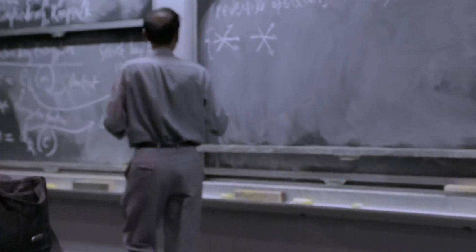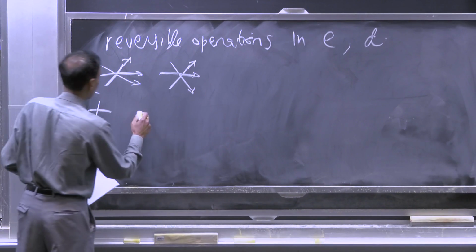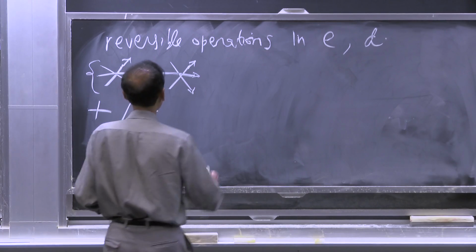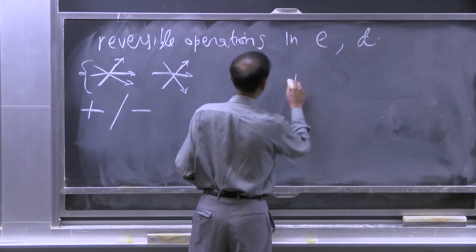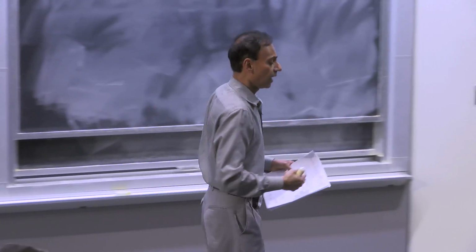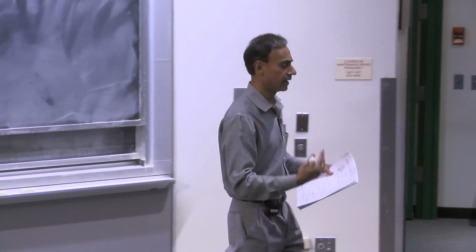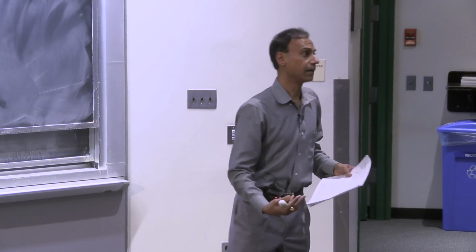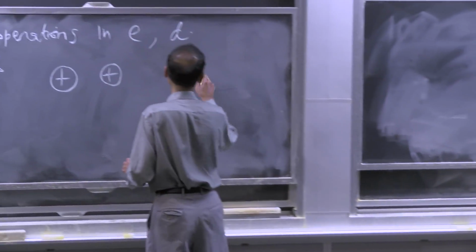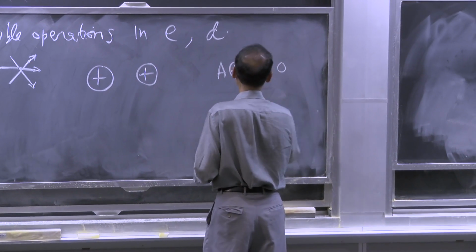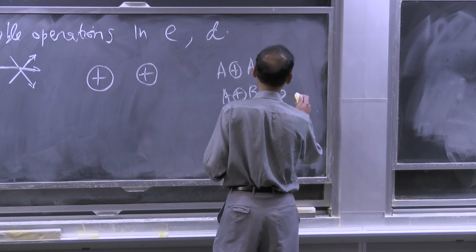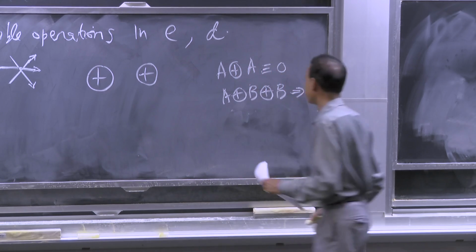But there are other operations that are reversible as well. Plus can be reversed by negation, right? And exclusive OR is simply exclusive OR, because if you do A exclusive OR B, and then you get C, and imagine if you did B again to that, you get A back, right? That's what I mean by reversal, because A exclusive OR A cancels out. So A exclusive OR B, exclusive OR B again would give you A.